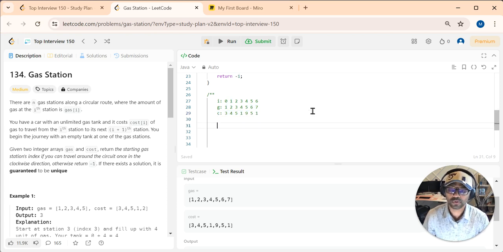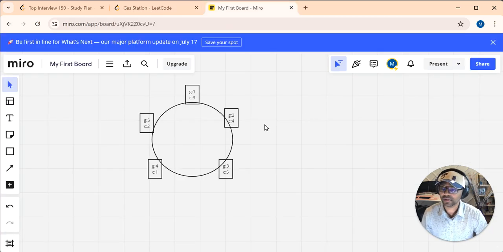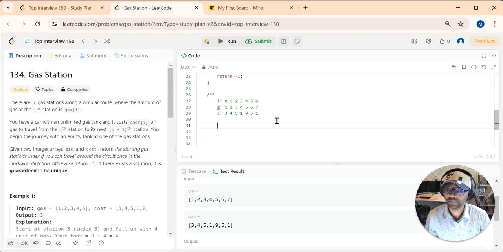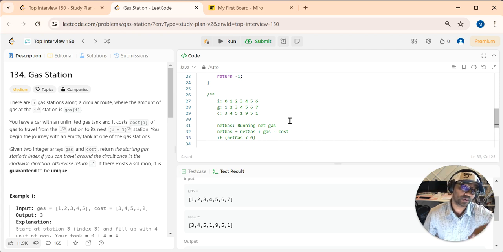Sorry, I'm going a little bit too fast, but let me demonstrate it here. Actually, this is better because this is a better example. We don't need that diagram. Let's do it here. So what I'm saying is initially we keep track of net gas, our running net gas, and we loop through the whole array. And we adjust net gas, right? We add gas to it. Actually, let me just do this: net gas equals net gas plus gas, but we subtract cost from it. And if net gas becomes less than 0, then we have to say our start is potentially the next cell.